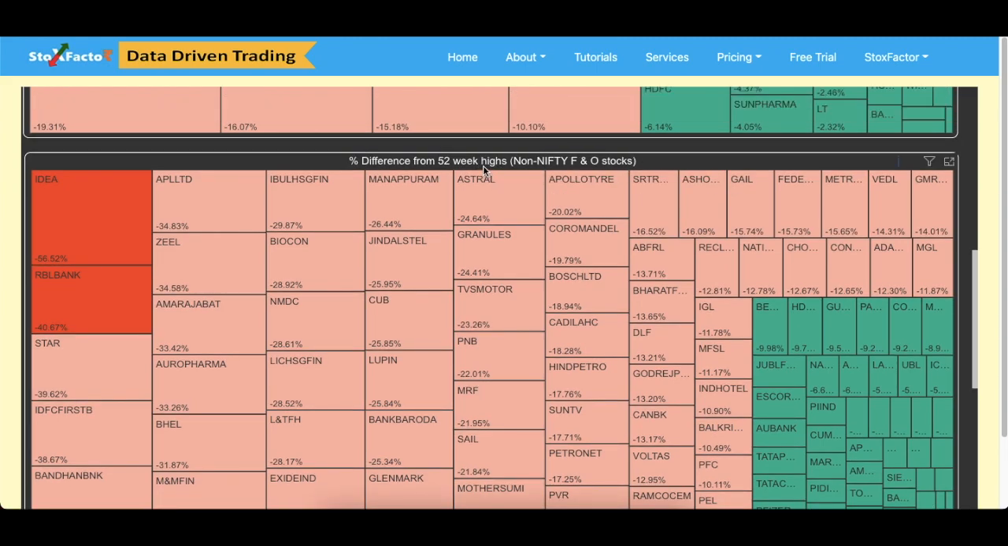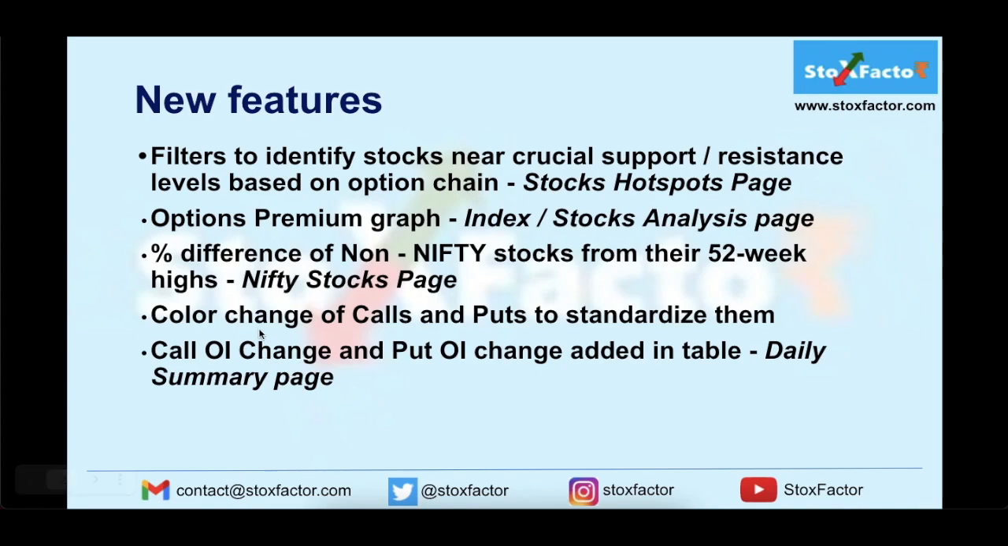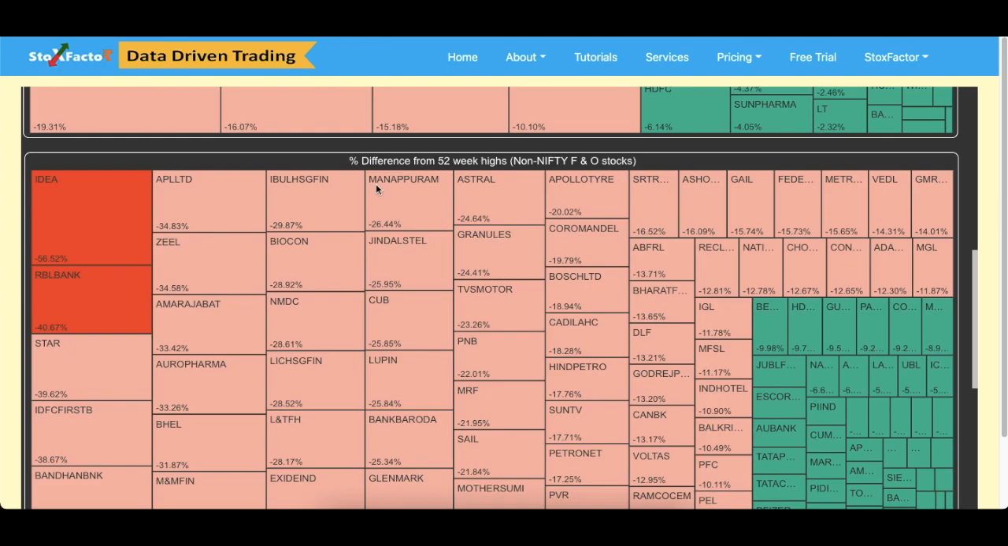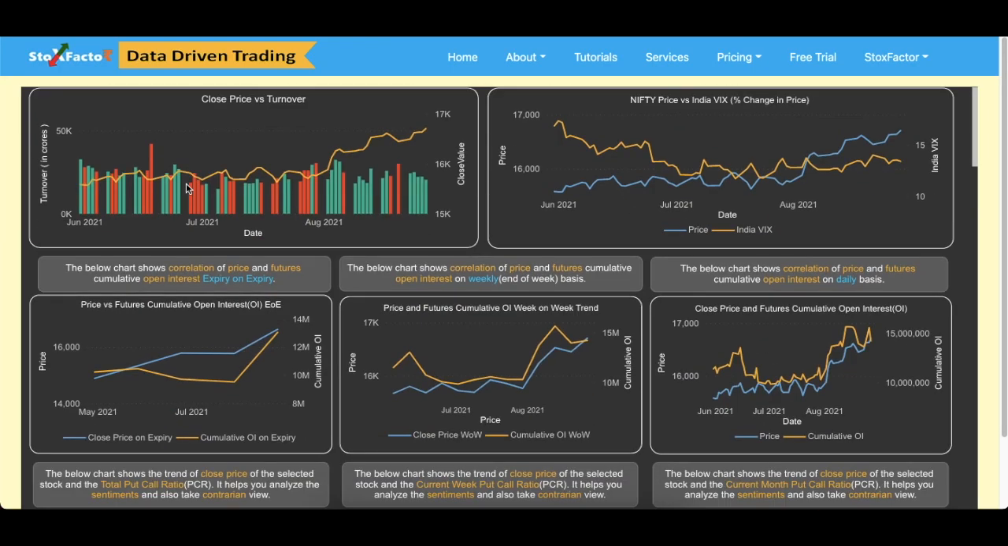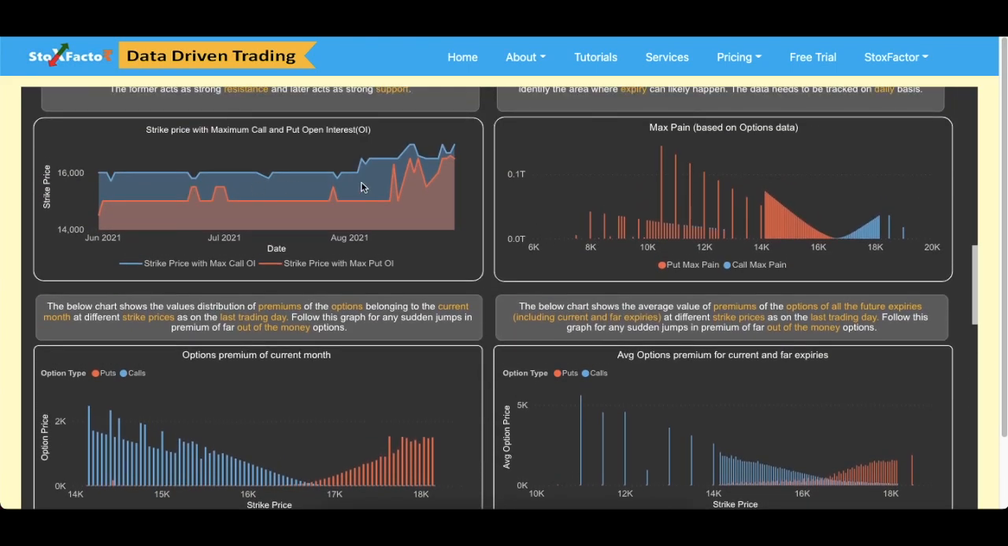Okay friends, so now coming to the last two features, these are minor ones. Color change of calls and puts to standardize them. So friends, as you might have already noticed in our dashboard, suppose if we go to the index analysis page and scroll down a bit, you will see the colors of puts and calls. So now the call color is blue and the put color is red. This is an industry-wide color standard and we also received requests from many of our users to provide such a standardized color combination. So we have added that. So now the call color is blue and the put color is red, and you will see this uniform color throughout the dashboard.